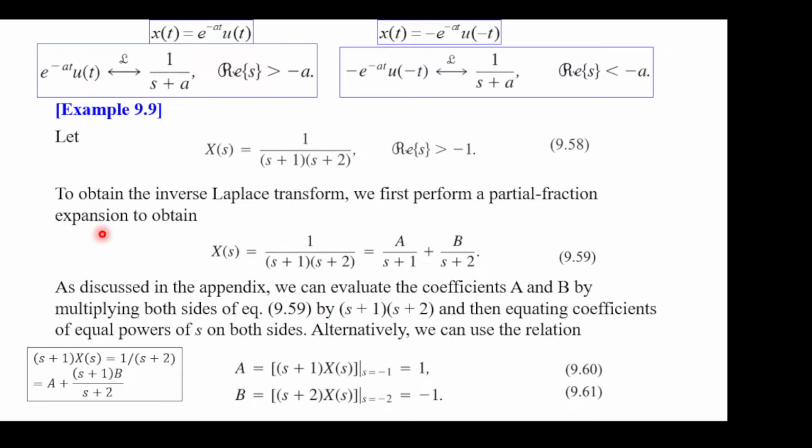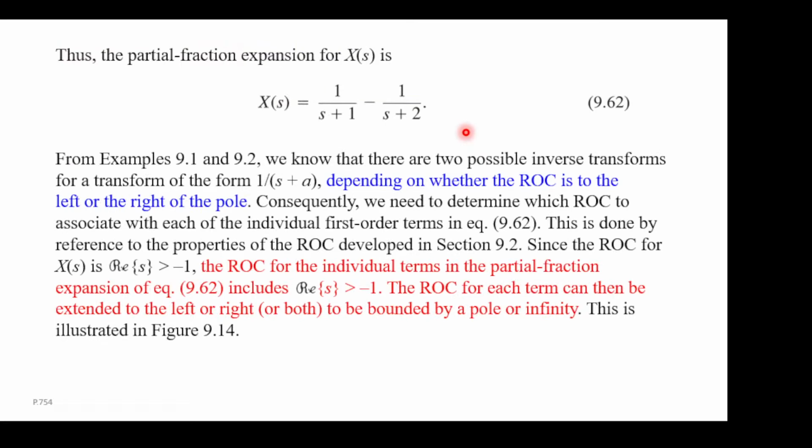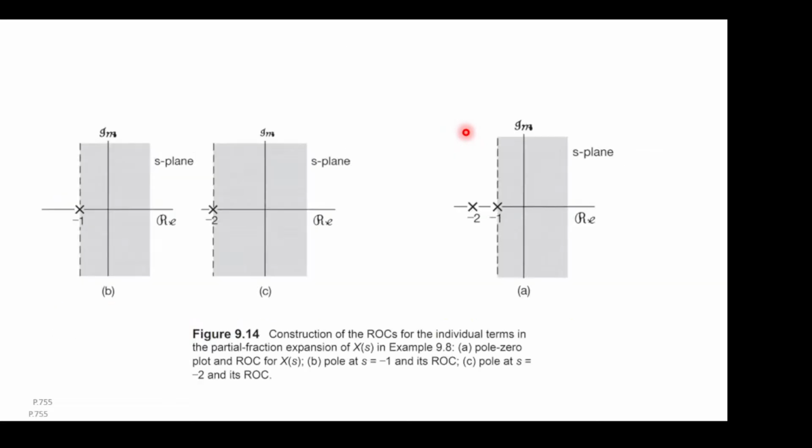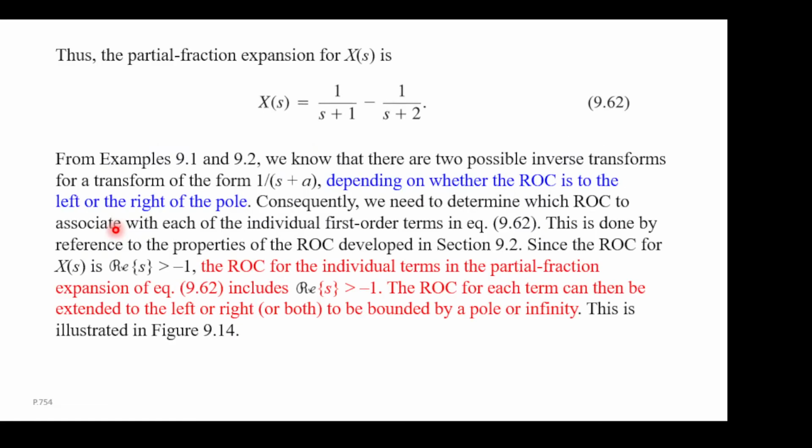Okay, so we have the whole function, and we are picking the ROC to be right-sided, with real part of s bigger than -1. Let's see the picture. So we are picking this ROC bigger than -1. And then we know this is the overlap of two, so it should be the intersection of the two ROCs.